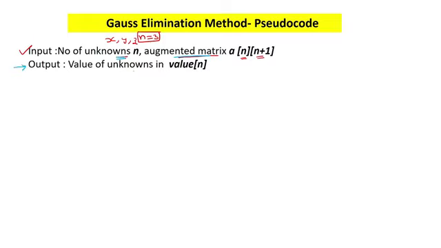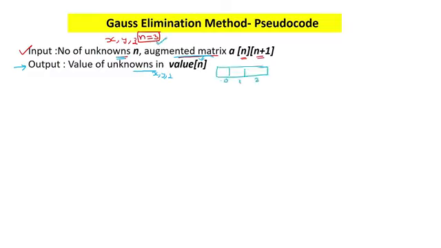The output is the value of the unknowns, that is the value of x, y and z. Now the question is, you do not know how many unknown variables you can find. You can find 3 variables, you can find 4 variables. So that's why you have taken an array, that is the value array, which will be equal to the size of these unknowns, in which you will store the value of x, y, z, so that you can print later on.